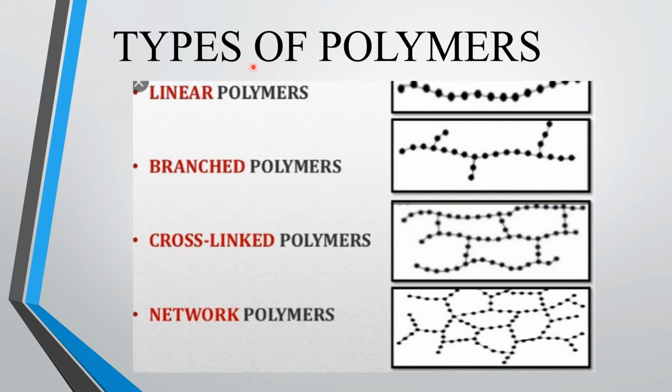So in this slide, we are going to discuss different types of polymers. When the monomers are linked in a straight chain or a straight line, we call it linear polymers. When several linear polymers are branched or combined with each other, just like the branches of a tree, we call it branched polymers. Whereas when several linear polymers are linked in a crisscross pattern, we call it cross-linked polymers. Whereas when you have random linking of polymers, we call it network polymers.